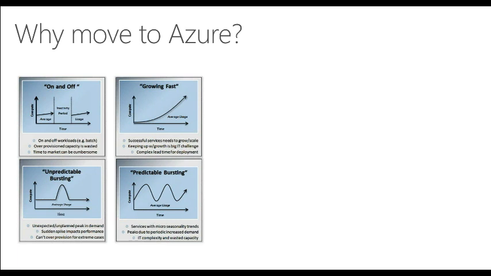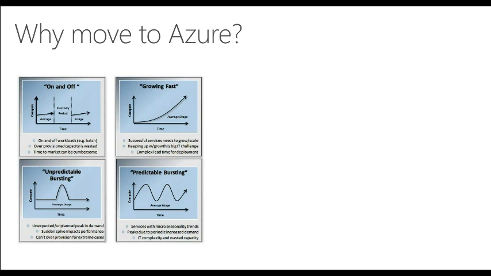We also have things like unpredictable bursting. So this would be a sudden surge of resource usage. So for an example with the NHS, if there's a natural disaster, a flu or an outbreak, they may require additional resources for existing services. So it gives you that option to have resources at your fingertips when you need them.